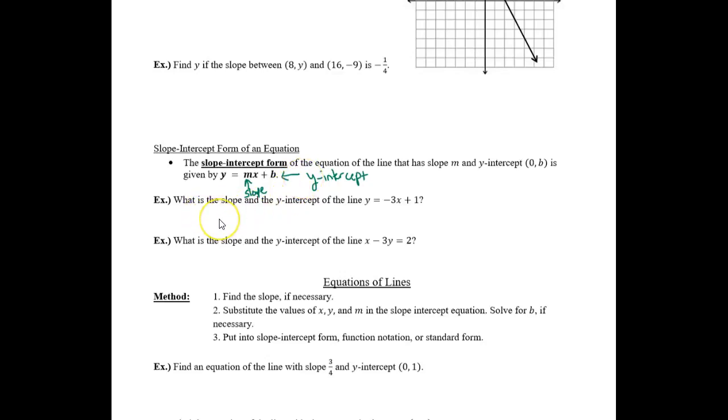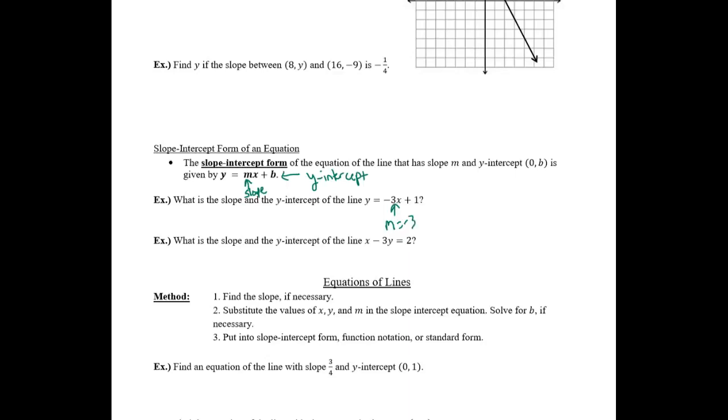When we want to identify the slope and y-intercept, first we have to get y alone. On this first example, it's in the right form. Y equals negative 3x plus 1. So we don't have to do any work here. We just have to be able to pull out the right information. So since y is all by itself on one side, I know that the part with the x, the coefficient to the x term, that is going to be the slope. So the coefficient, meaning the slope here, will be negative 3.